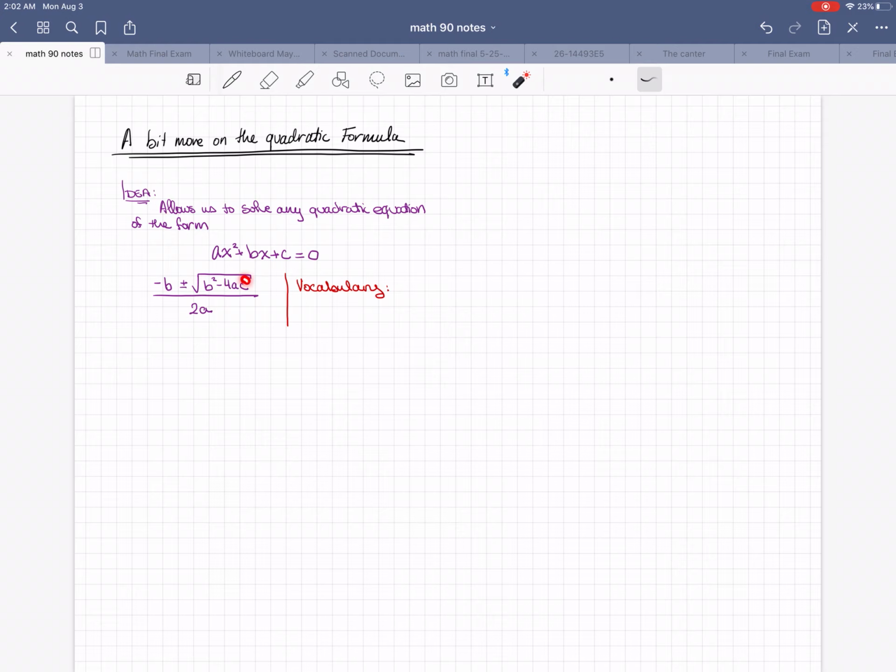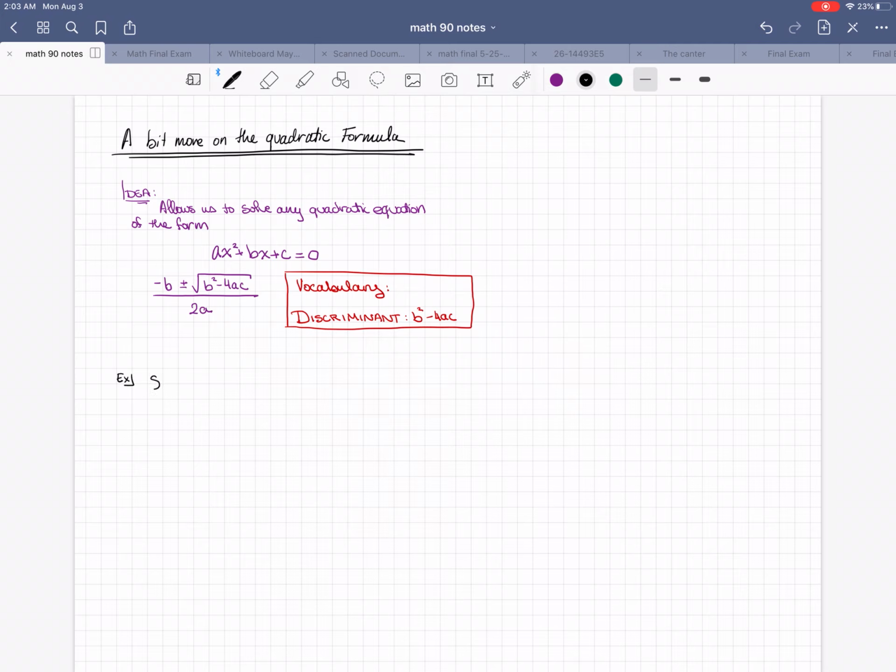The piece that's underneath the square root here, the b squared minus 4ac, that actually has a name. That's called the discriminant, and we're going to say a few words about it at the end of this video. So the discriminant is that difference. It's the difference between b squared and 4ac. And as it turns out, the discriminant actually packs a lot of information about what we can expect our quadratic to do, how many solutions we can expect it to have, and what kind of solutions we can expect them to be.